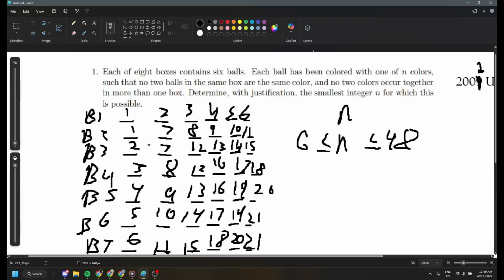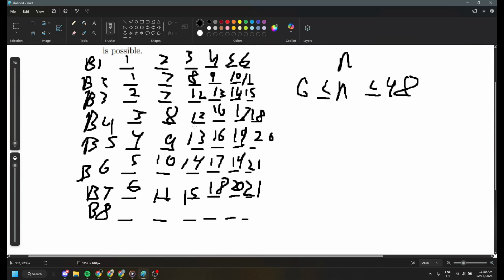So which numbers haven't occurred together yet? 1 and 3 haven't occurred together. Have they? No, they haven't. Wait, they have. Of course they have. 2 and 11 haven't occurred together. So we're gonna say 2, or we could just do 8, I guess. 8 hasn't occurred with 13. 13 hasn't occurred with 17. 17 hasn't occurred with 20.